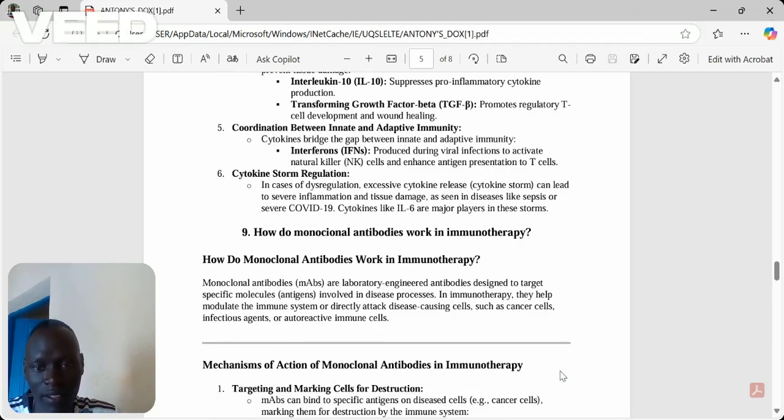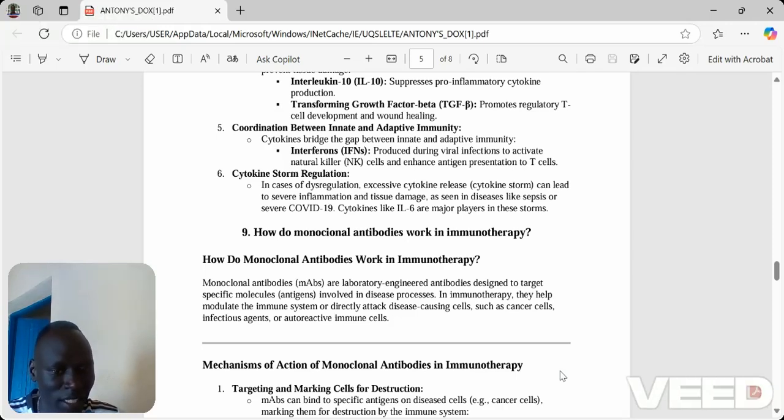Let's go to question 9. How do monoclonal antibodies work in immunotherapy? Monoclonal antibodies are laboratory-engineered antibodies designed to target specific molecules, that is, antigens involved in the disease process. In immunotherapy, they help modulate the immune system or directly attack disease-causing cells such as cancer cells, infectious agents, and autoreactive immune cells.